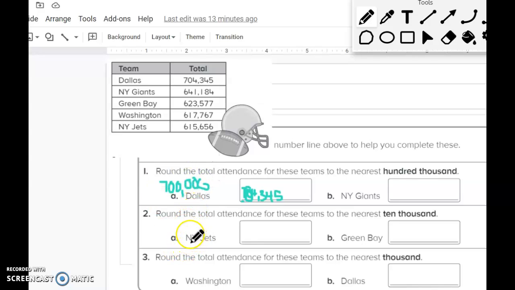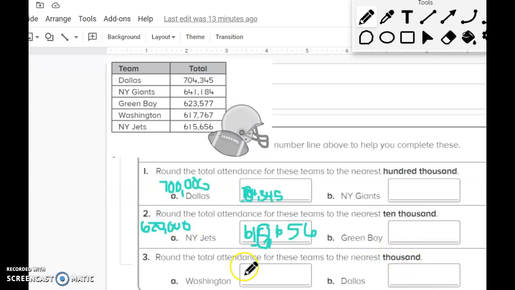All right, so now let's round the Jets to the nearest 10,000. So we have the Jets here, which is 615,656. So we're going to the 10,000s place. Underline the place value, look to the right. 5 or more, raise the score. 4 or less, let it rest. That 5 means that we're going to round this 1 to a 2. So we're going to have 620,000.